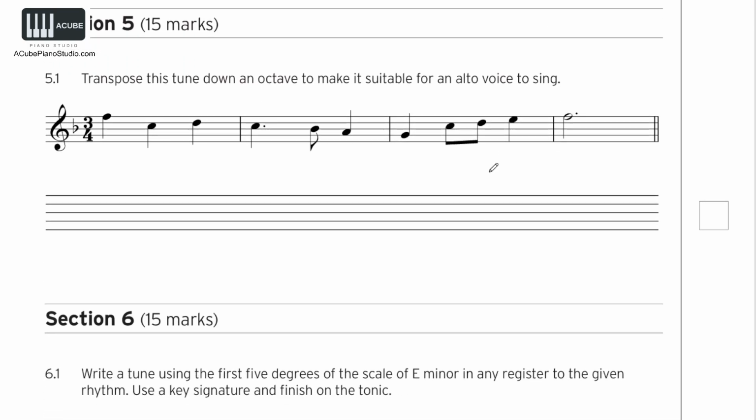Now let's go on to section 5. You're asked to transpose the tune down an octave to make it suitable for an alto voice to sing. So basically, you need to transpose it down an octave. What I usually do is put the C here and the C here and the C here, so that I know where this note is. This is my C4, this is my C5, this is my C6. All the notes inside here are between C4 and C6.